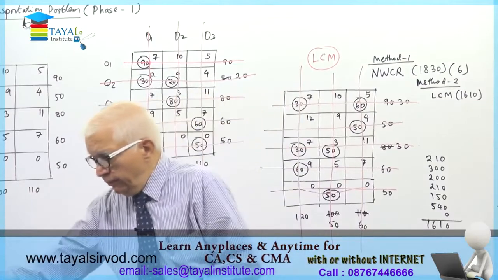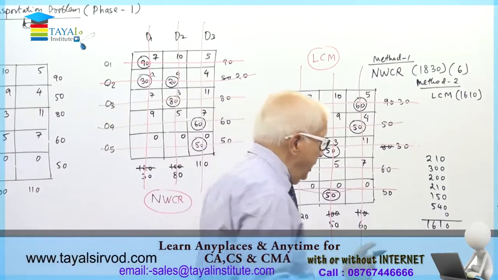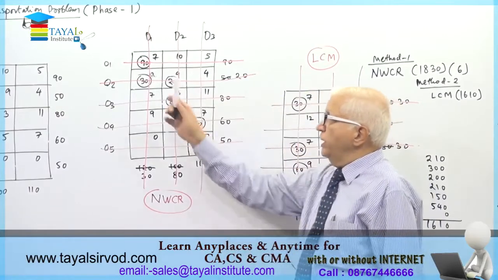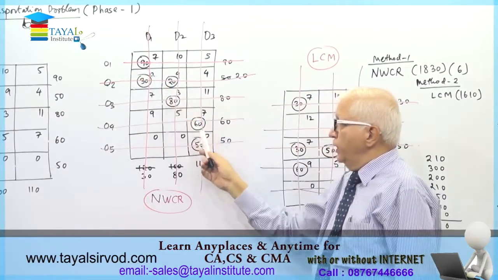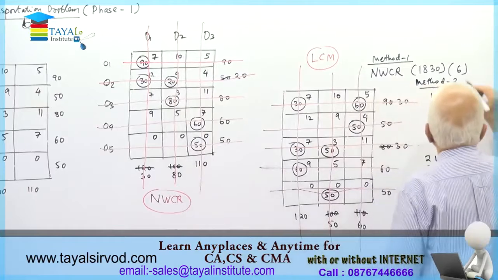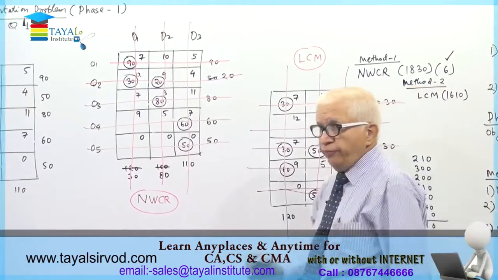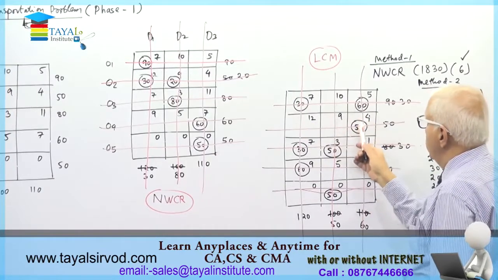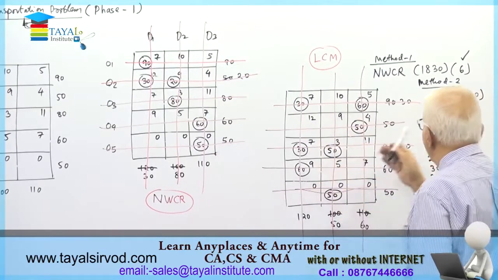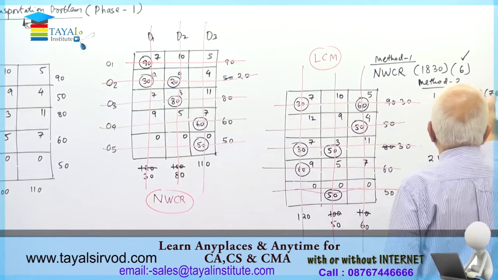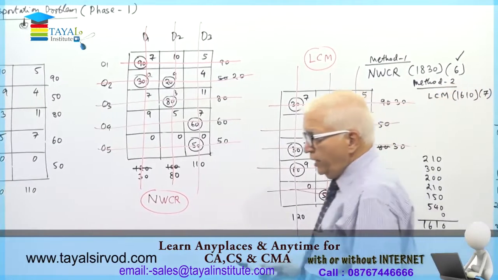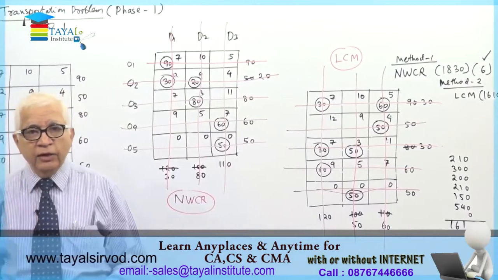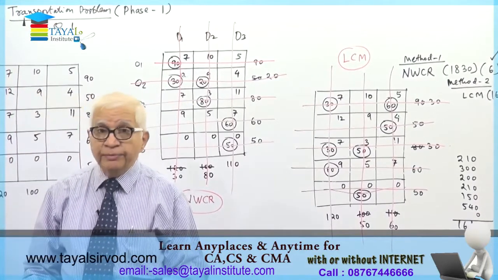Now the important another difference that will come, and it will get importance in phase 2, is how many allocations are there here. 1, 2, 3, 4, 5, 6. So we said in NWCR we got 6 allocations. And in least cost method, how many allocations did we get? 1, 2, 3, 4, 5, 6, 7. So we got 7 allocations. The number 7 is significant and it is important for this particular problem, which I will explain after we get the allocations by Vogel's approximation method.